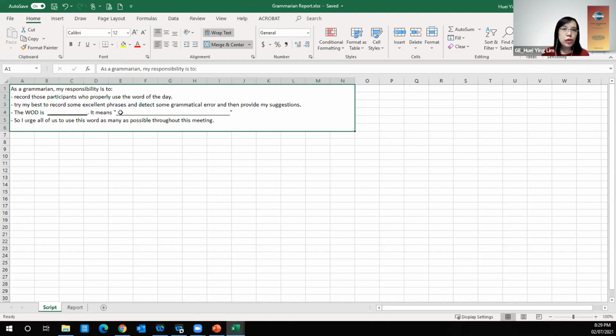The grammarian will also read out the word of the day. So WOD here is word of the day. What is the word of the day and what does it mean? In a normal meeting agenda, there will be the word of the day and what it means. The grammarian will then encourage everyone to use this word as many times as possible throughout the meeting. That is the role of the grammarian.